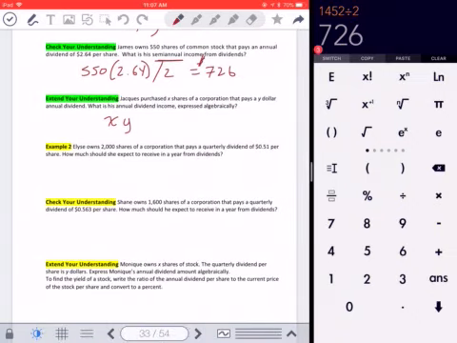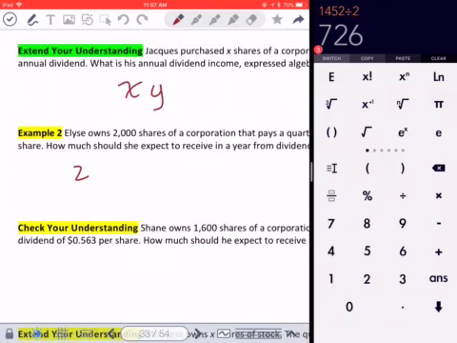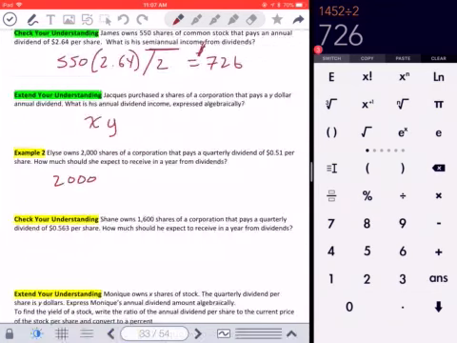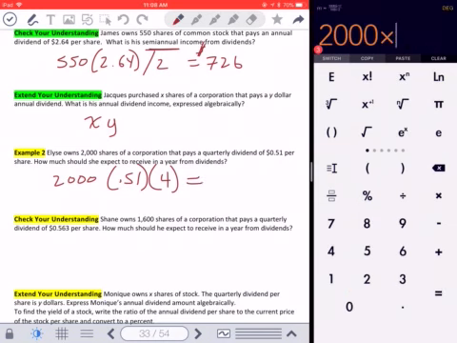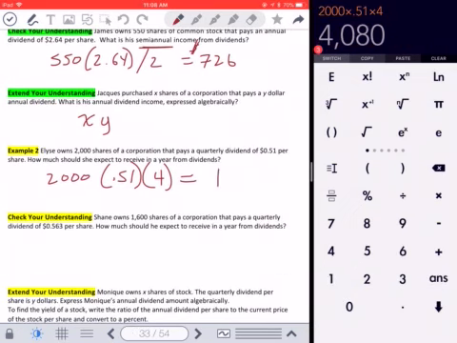Example 2. Elise owns 2,000 shares of a corporation that pays a quarterly dividend of 51 cents per share. How much should she expect to receive in a year from dividends? Well, she owns 2,000 shares. She receives 51 cents per share. And that's quarterly, and you want to find annually. So you just multiply that by 4. So this is going to be 2,000 times 0.51 times 4. So that's going to be 4,080.